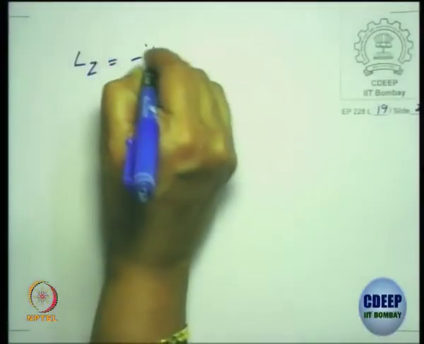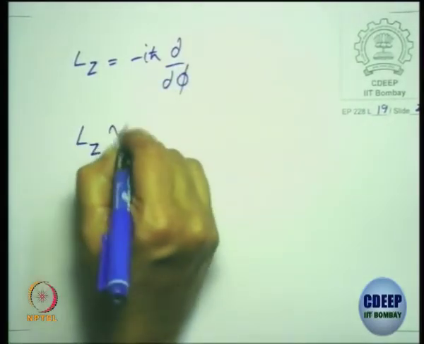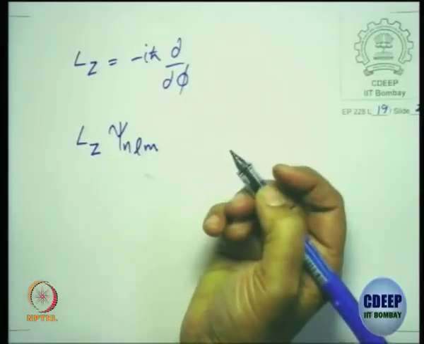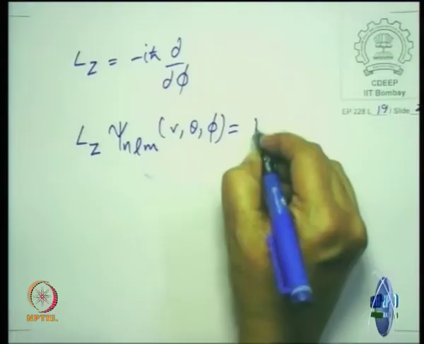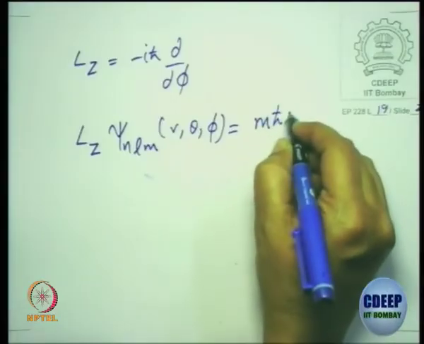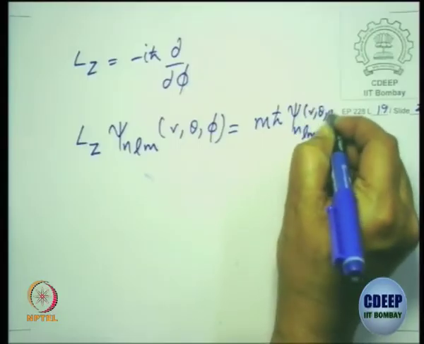And similarly, what happens to Lz? What happens to Lz? Is it an eigenstate? So we saw Lz is minus i h cross del by del phi, and you can write Lz on psi n l m (r, theta, phi) to be m h cross psi n l m (r, theta, phi).